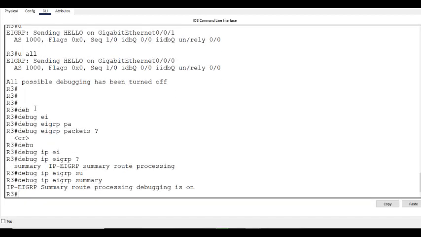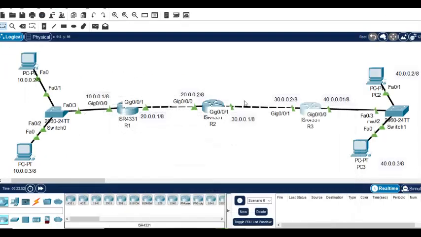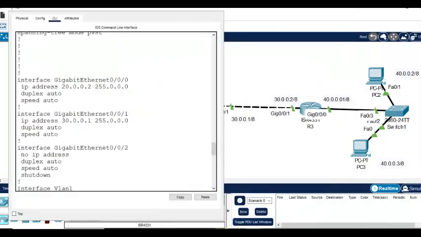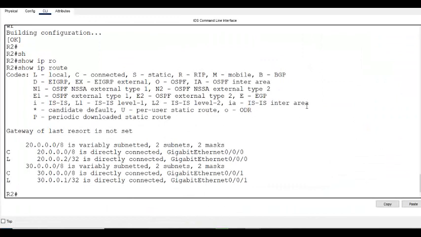Go to router 2. In this router, what are the networks we have? I'm going to say router EIGRP 1000, network 20, network 30. As soon as I hit enter, you will see it form a neighbor. As soon as I hit enter on 30, it starts running on this GigabitEthernet 1. On the other end of GigabitEthernet 1, router 3 is connected, which is already enabled with EIGRP. So immediately it forms what? Neighbor.